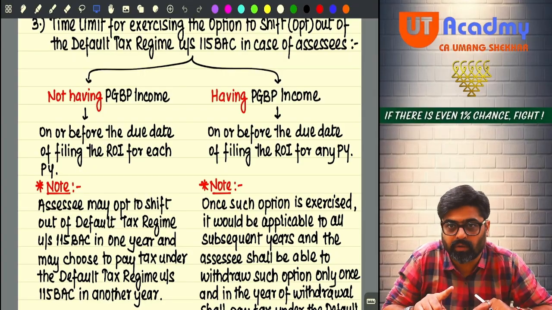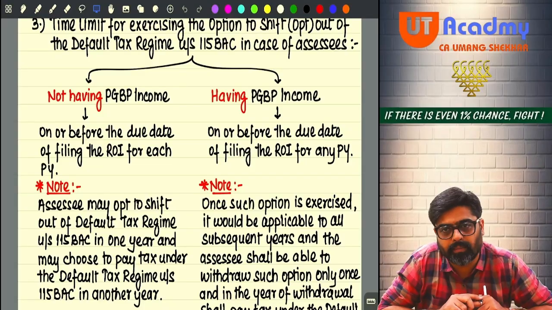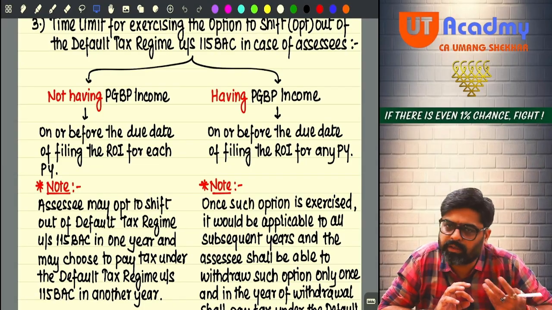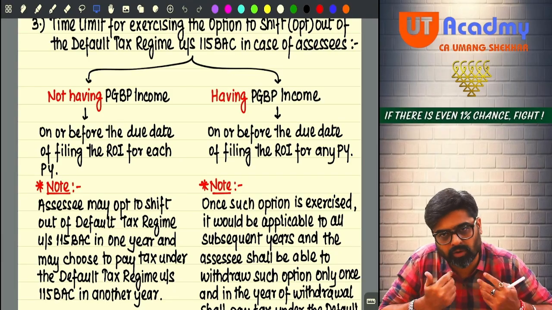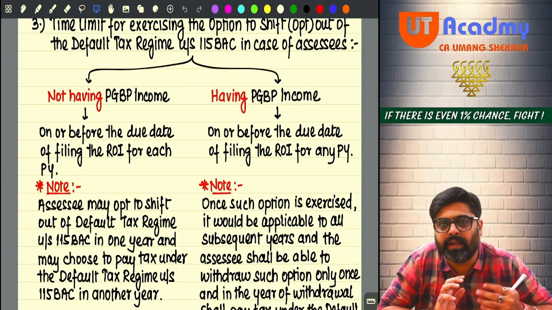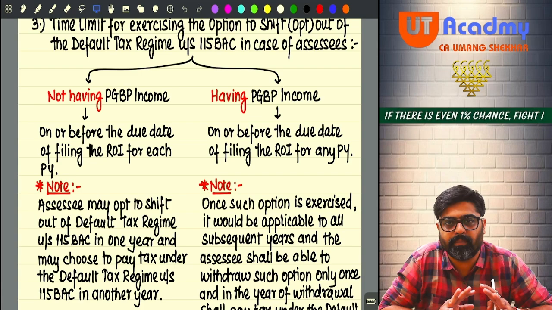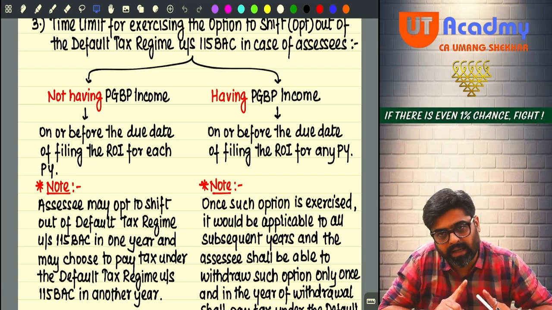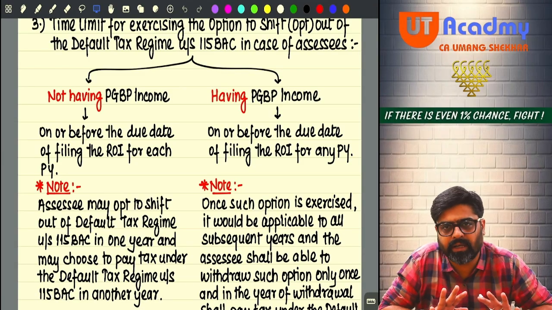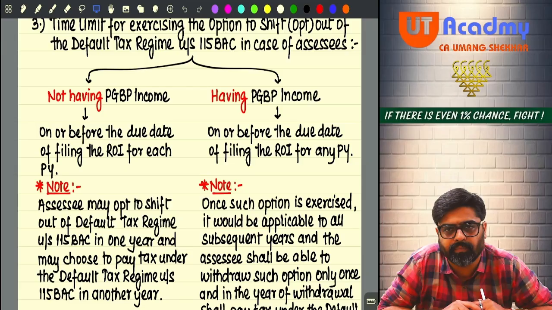So this you can do every year. Every year you can shift out. For example, this year you followed 115 BAC, so next year if you want to shift out, you can shift out. Or this year you have shifted out, that does not mean that next year you are not going to get this option. Next year again 115 BAC will become default, and next year if you want to shift out, you can shift out again, or if you want to stay in 115 BAC, you can stay in 115 BAC also.